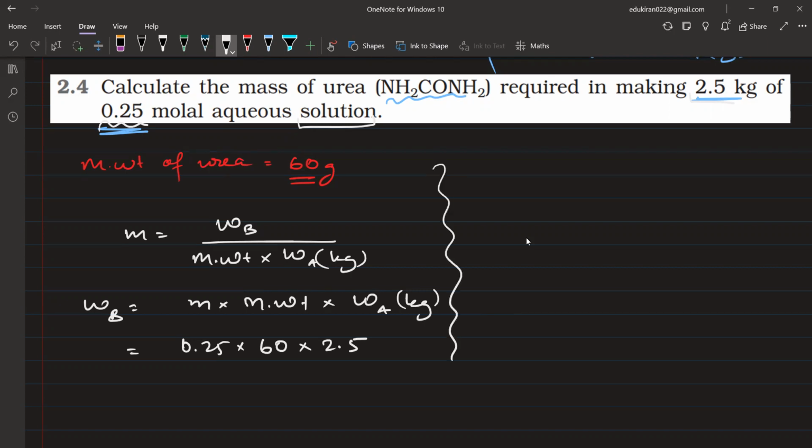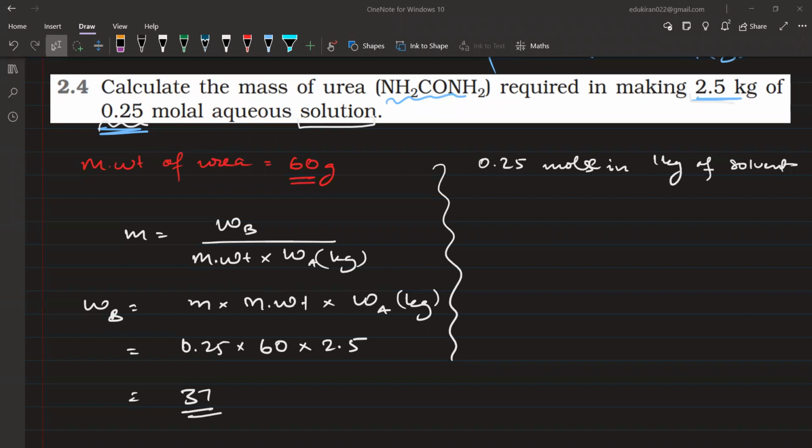Let us suppose you wanted an accurate answer. You are getting around 37, right? If you wanted an accurate answer, then how would you have done it? So 2.5 kg of 0.25 molar aqueous solution. That means 0.25 moles in 1 kg of solvent. Yeah, I think you don't get it accurately. In 1 kg of solvent, right.